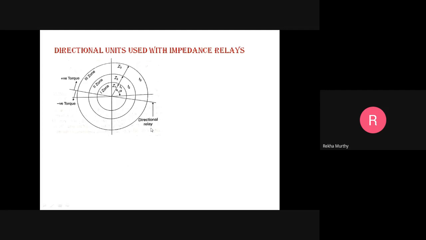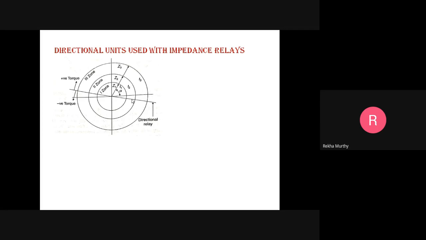So here you can see that this is the characteristic which you can implement further. This is one zone, the second zone, and this will be the third zone. Along with this, we are going to make use of one directional relay, which is indicating a straight line. That is indicating whether the current is in a forward direction or in a reverse direction. Whether the fault has occurred within the circle or outside the circle, you should know what direction it is in. So that is why we are going to make use of a directional unit.